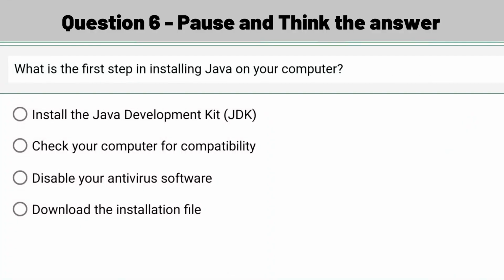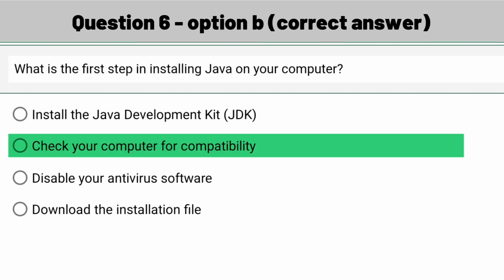Next question, what is the first step in installing Java on your computer? Option A, install the JDK or Java Development Kit. Option B, check your computer for compatibility. Option C, disable your antivirus software. Option D, download the installation file. The correct option is check your computer for compatibility, that is option B.